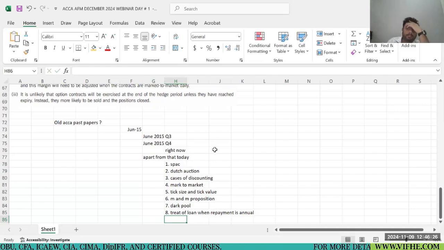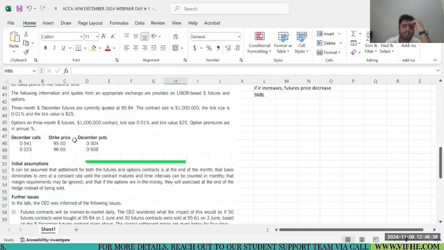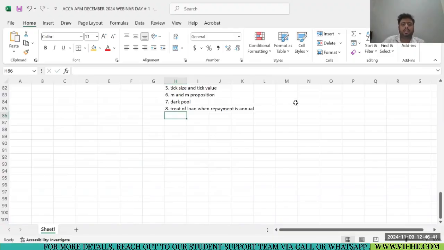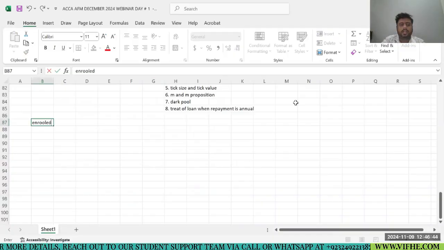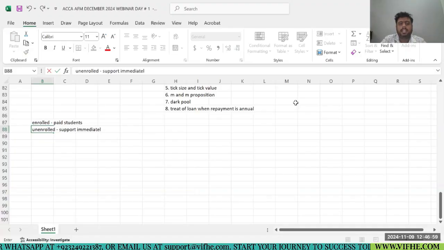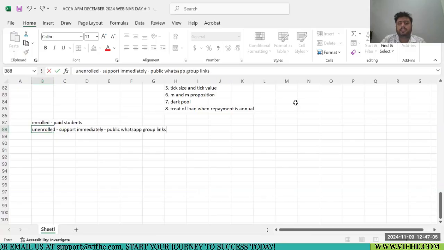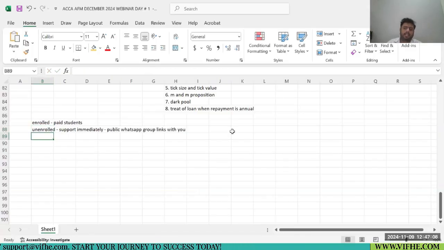Where do I access the question papers? If you don't have the question papers, you can WhatsApp me, Ritik. I am going to check the WhatsApps. And if someone can do the favor, please share the AFM group link in the enrolled students group. Enrolled students are in the paid students WhatsApp group, correct? Then there are some students who are unenrolled, old students, or public students. You can contact support immediately and ask support to share the public WhatsApp group links with you. Join that group.